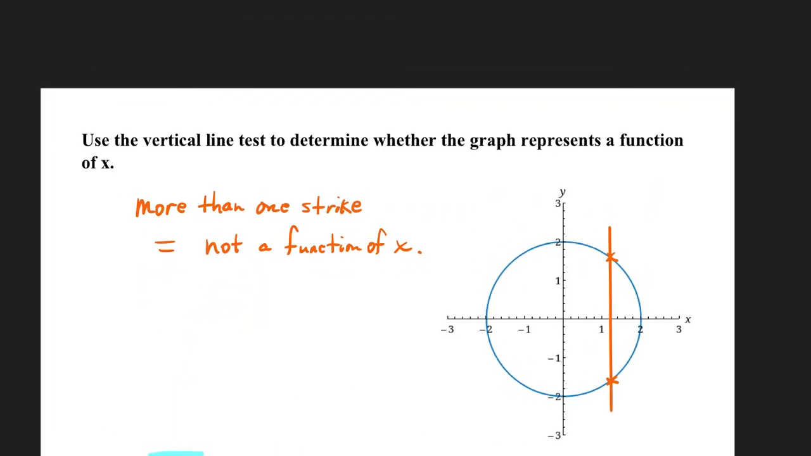A vertical line test is very simple. For any graph you have given, if it's possible to draw a vertical line through the graph and it strikes more than once, you do not have a graph that represents a function of x. Two or more strikes with a vertical line, you do not have a function of x.